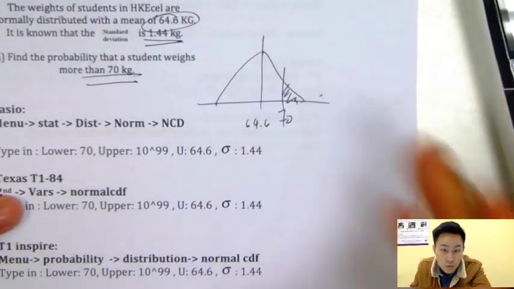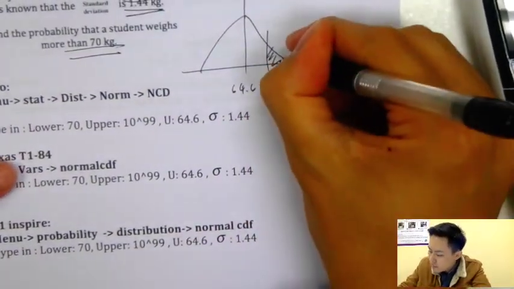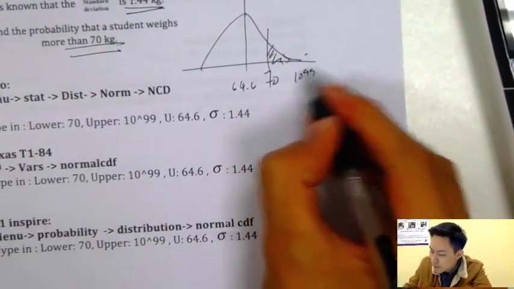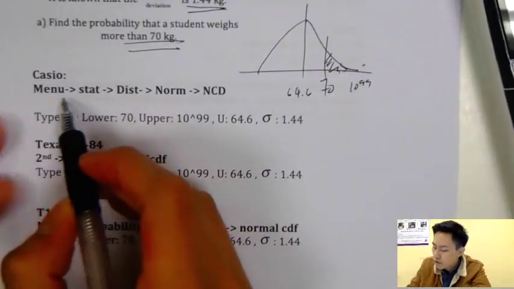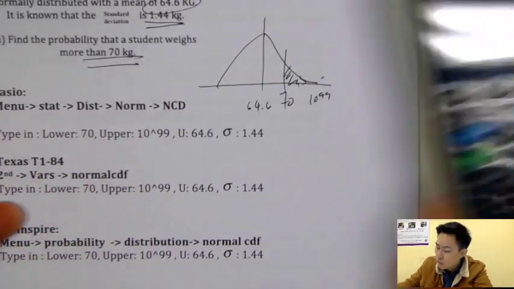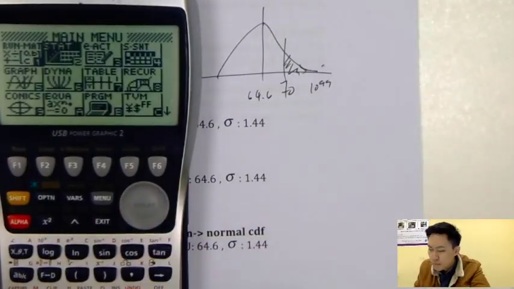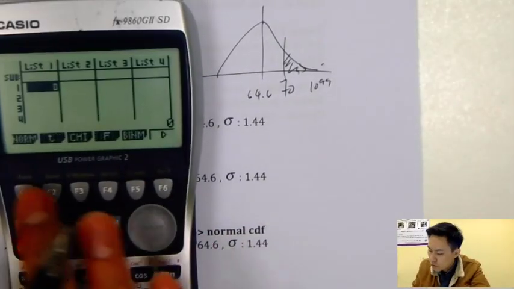So more than that, you shade right. Yeah. And if that goes to infinity, this one we always type in the GDC as 10 to the power 99. So for the Casio model, you go manual, stat, distribution, normal distribution. Okay, so basically just like this. You go manual, and then stat, and then distribution, and then normal.